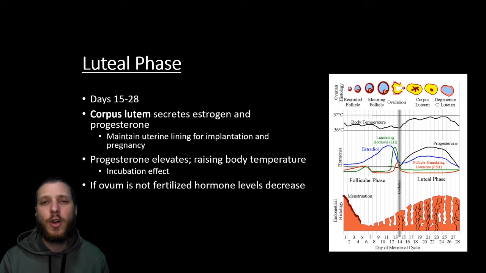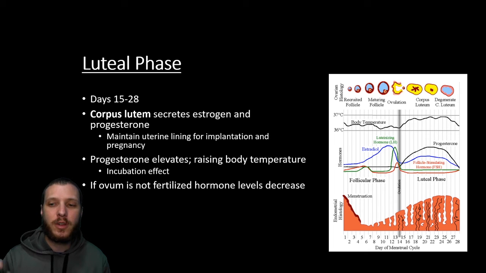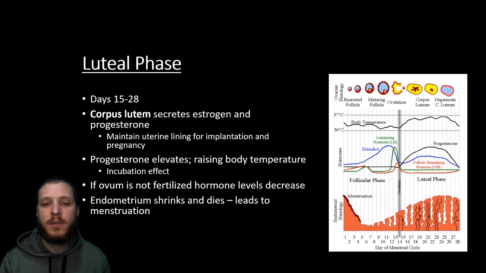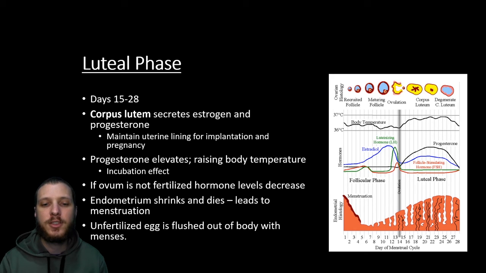But if the ovum isn't fertilized, hormone levels are going to decrease. And eventually that endometrium is going to shrink and die off, and this is what leads to menstruation, where we discard that unneeded endometrial lining out of the body. And with that endometrial lining, the unfertilized egg is going to be flushed out with it.